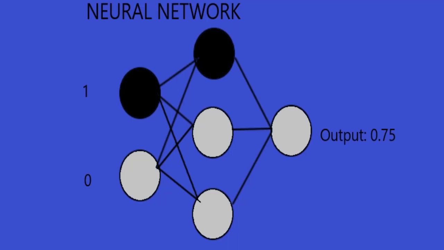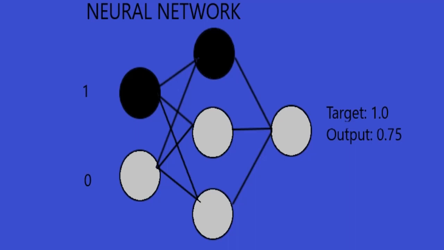I'm using black to indicate a positive, and I'm using white to indicate a negative or a 0. Okay, so that goes through the network. Then we get an output of 0.75. Now, since we're training the network, we have a target. We input 1, 0, and we want to get an output of 1.